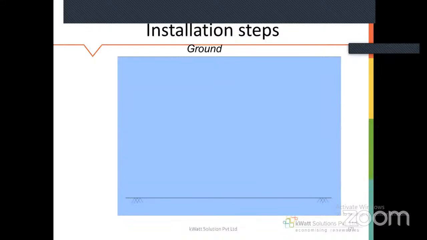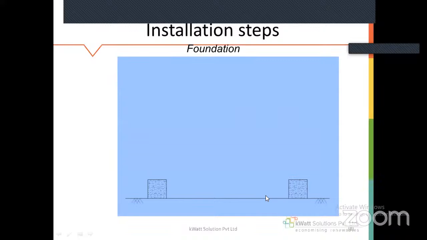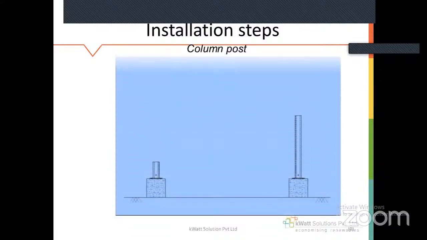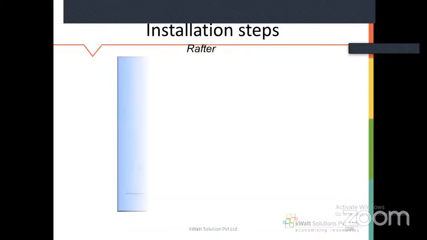Installation steps. This is a clear ground. These are the foundation blocks that you have casted based on your CAD design. You erect the column. So these are the columns. This is the side view basically. Imagine this as a side view of the solar plant.